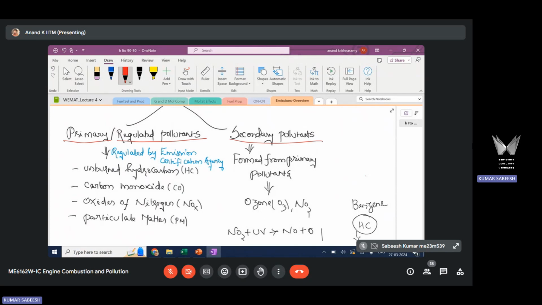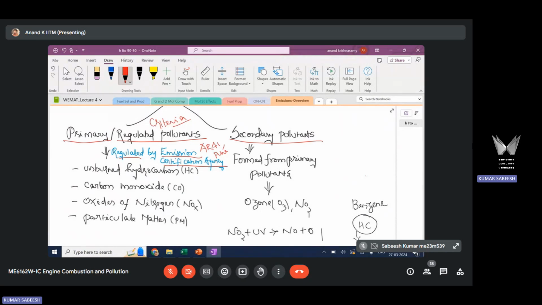Primary pollutants are also called regulated pollutants or criteria pollutants because the value of these species is checked and regulated by an emission certification agency. In India, we have ARAI in Pune, which is an emission certification agency. The concentration of these four species needs to be checked before a new vehicle is launched into the market. And there are standards in each country.